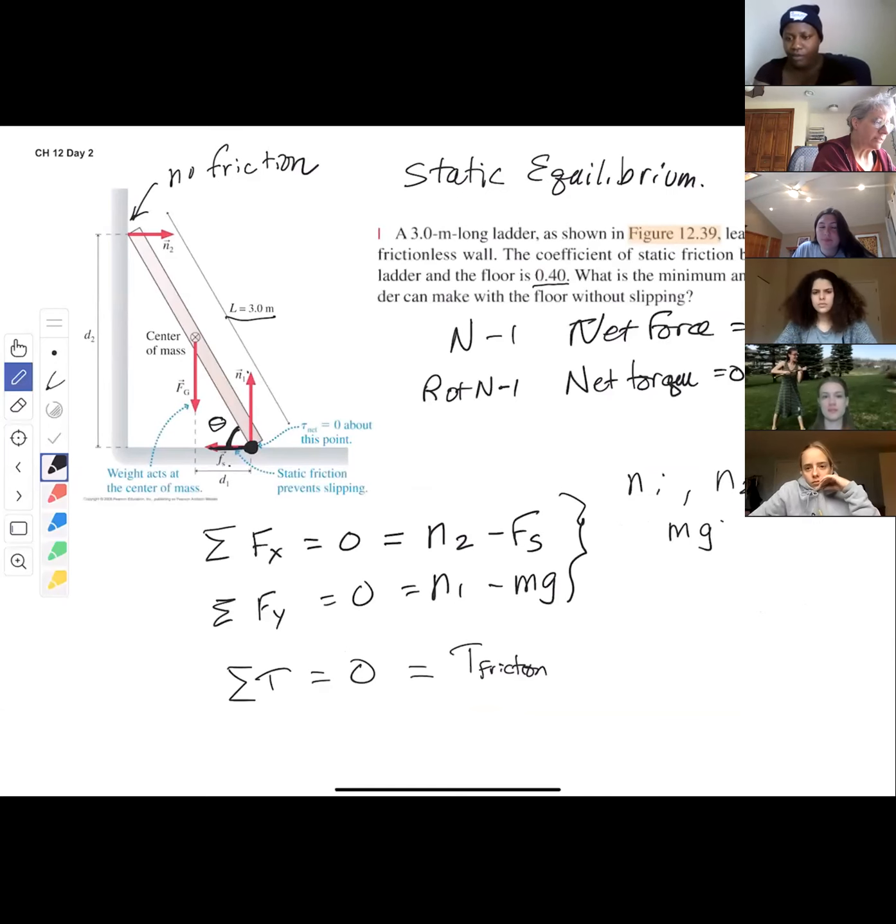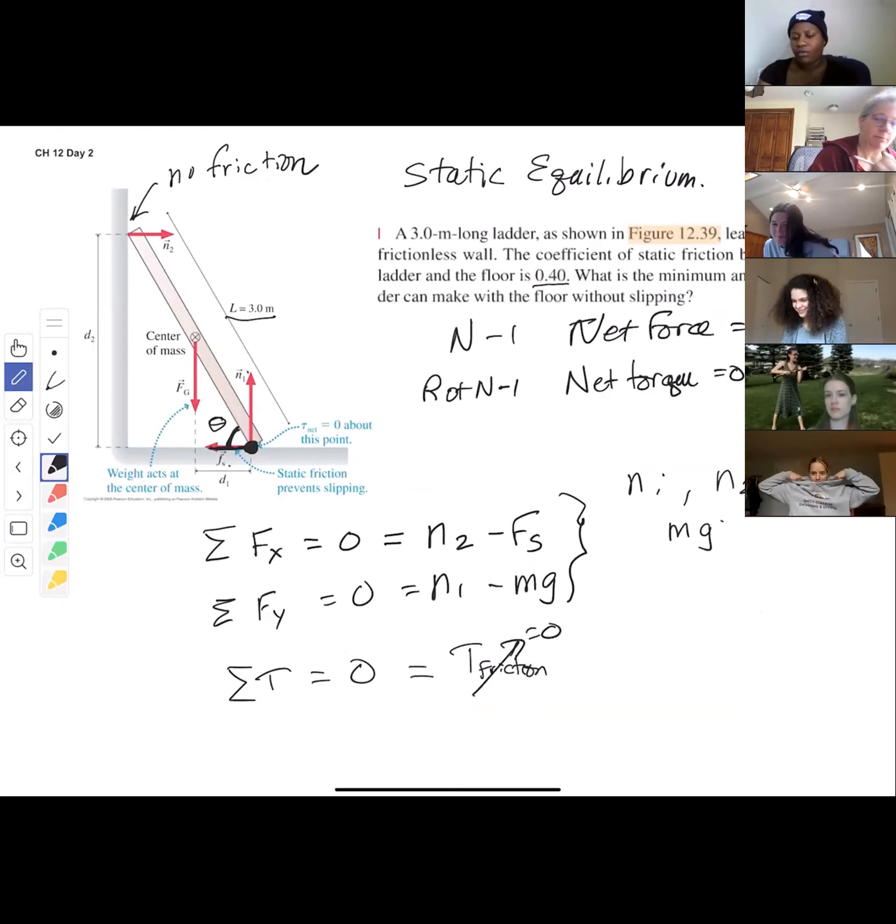So what's the distance between our axis of rotation and where the frictional force is applied? They're applied to the same point. So how long is that R? Zero. R equals zero. Okay, excellent.